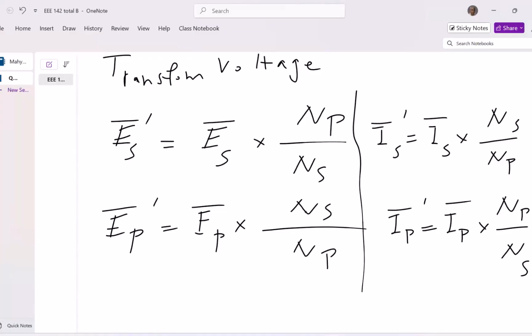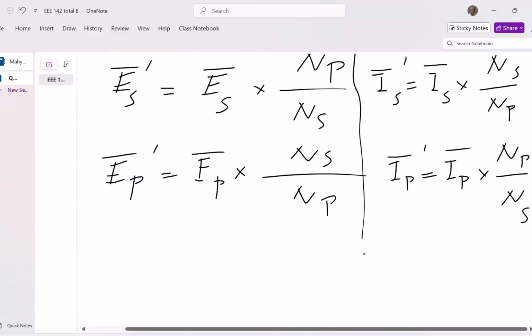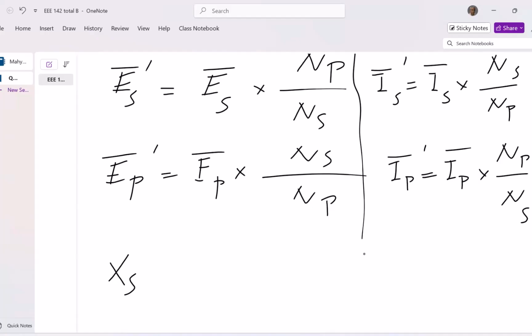For the impedance transformation, it would be similar to the voltage with a square factor. In other words, whatever was on the secondary goes to the primary. So for example, if you had XS, which was on the secondary, you take it to the primary, that becomes XS prime. That would be the same as XS times NP over NS. Do not forget the square factor.